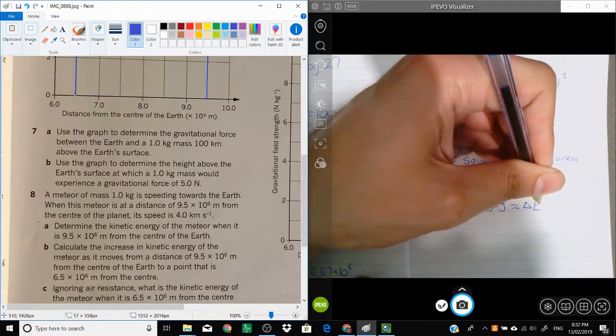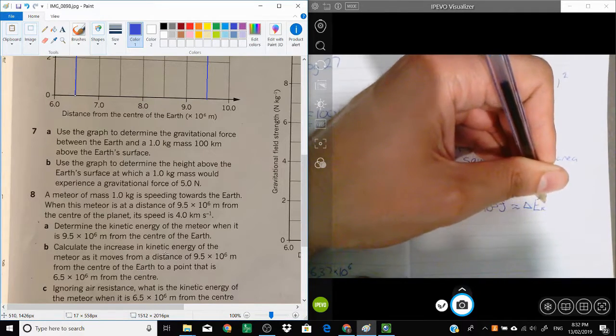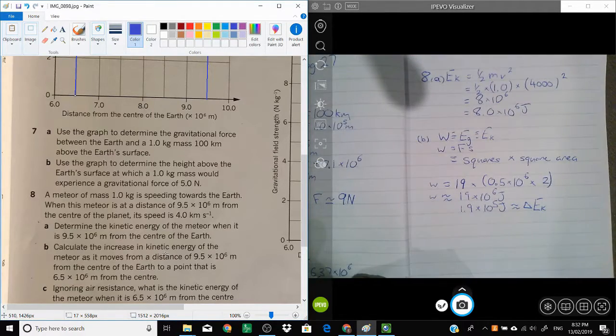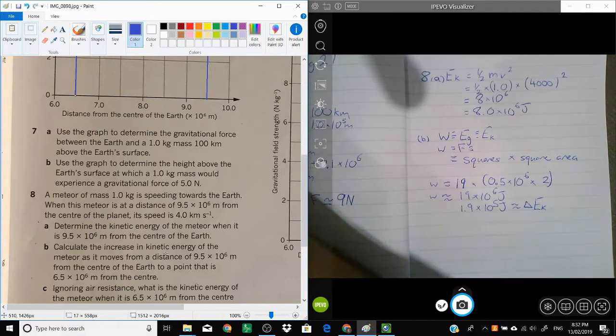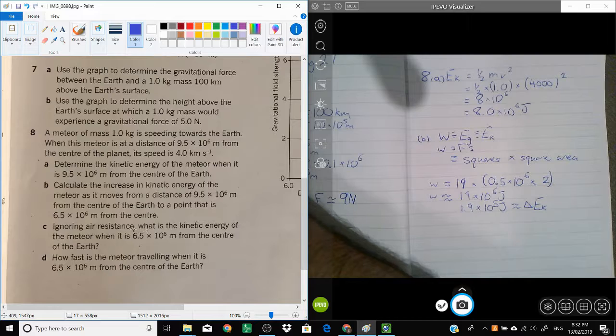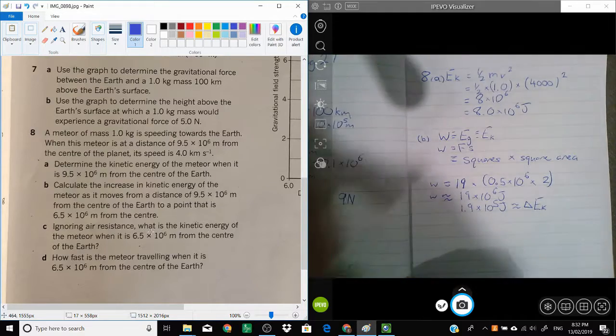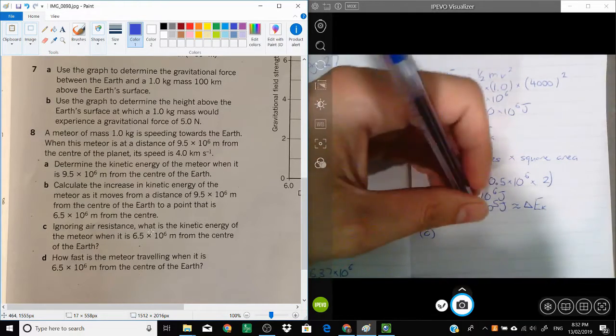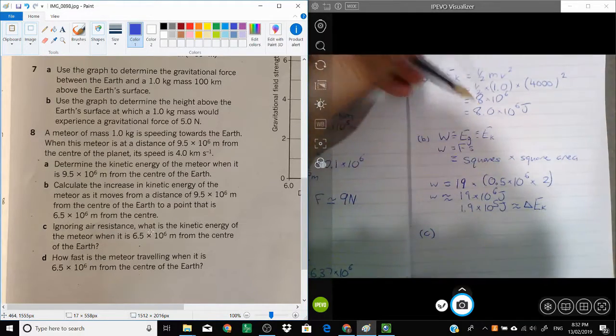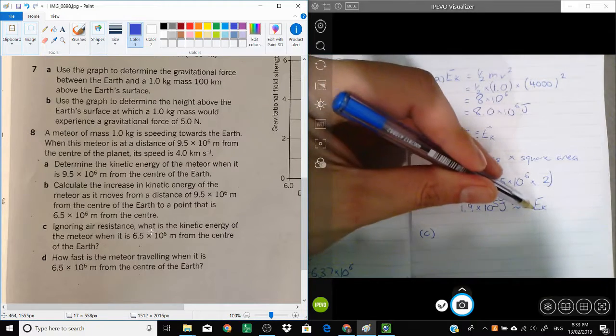It's not commonly used in the book, but other resources use it. Okay, so that's equivalent to the change in kinetic energy. Right. Ignoring air resistance, what's the kinetic energy of the meteor when it is there from the center of the Earth? So basically, conceptually, what we take is our initial kinetic energy and we add the change.